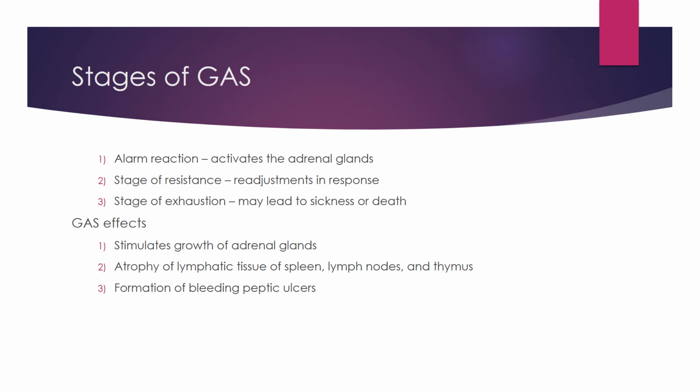Some of the effects, with the activation of the adrenal glands, include an increase in their growth. Also, there's going to be atrophy of the lymphatic tissue, where the immune system is decreasing and dying off. And then also formation of peptic ulcers, which are due to an increase in those sympathetic hormones circulating through our bloodstream.